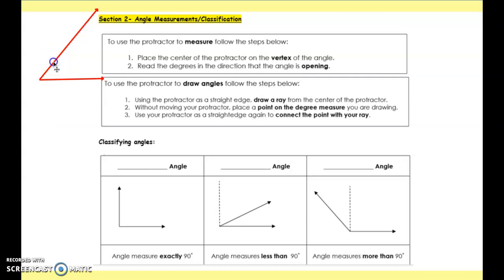So again, those directions are there for you. Hopefully that little tutorial reminded you of how to use that protractor. It's been a little while since we've done that. You're going to also be asked to classify angles.